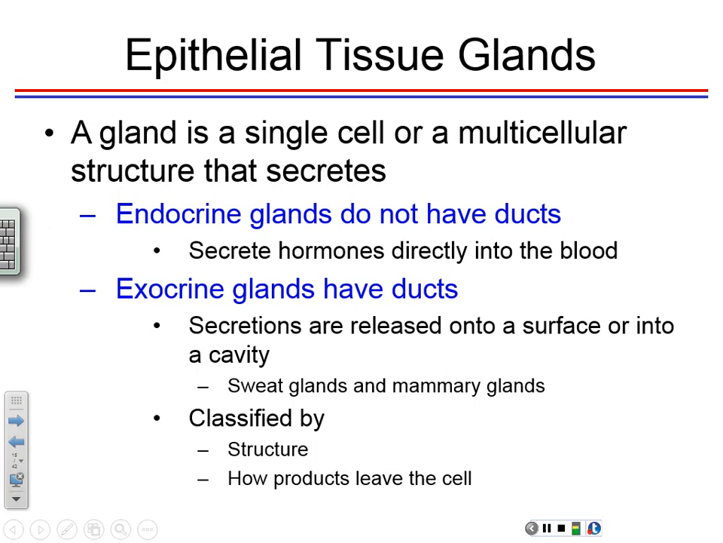Okay, so there's basically two types of glands. All right, there's endocrine glands that secrete within. Okay, secrete within.